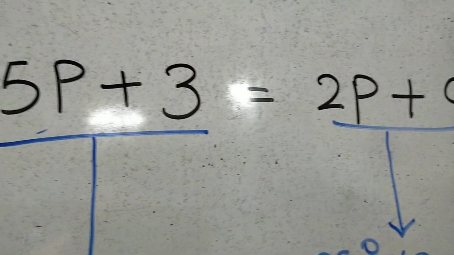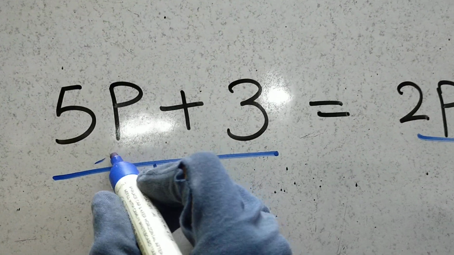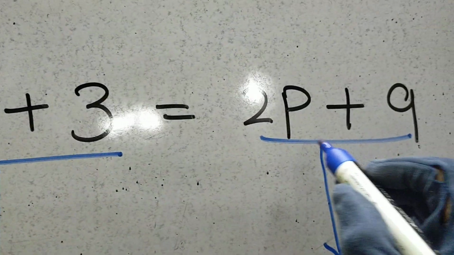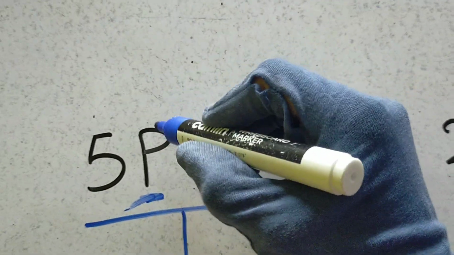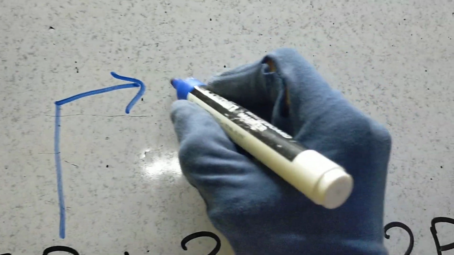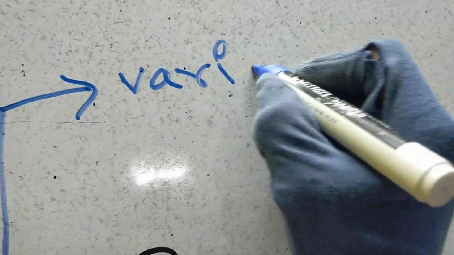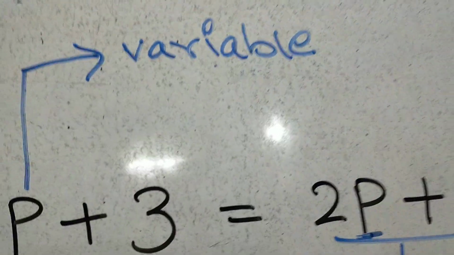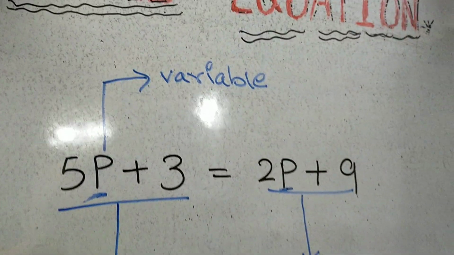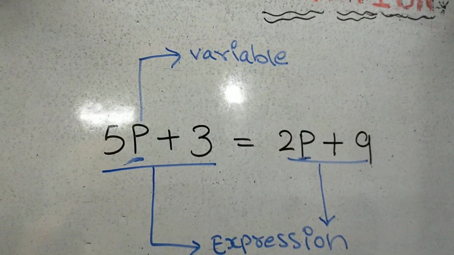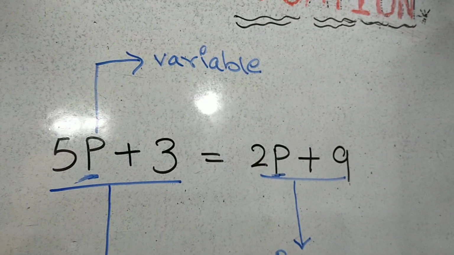So many parts, so you should understand what they are. See, this alphabet you can see here, P. Here also you can see one alphabet, P. This is called a variable. Variable means it is an unknown quantity, which is usually represented by a letter, an alphabet. You have to find it. It is not only P, it can be Z, X, Y, A, B, C, anything.